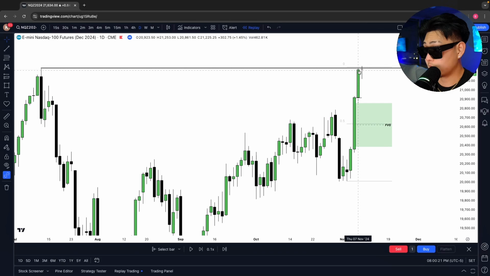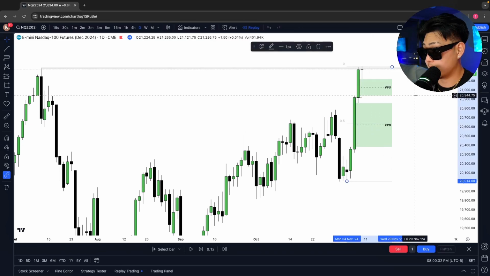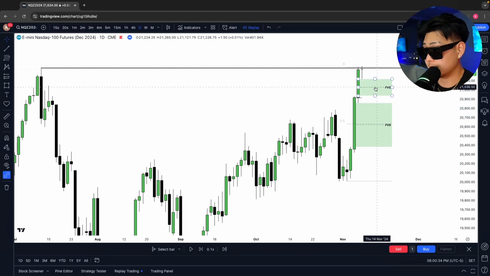Boom. So we create an indecision candle, and we also created another bullish fair value gap under this low here. So my bias at this point is going to be bearish because I think we're going to drop down into this fair value gap. And if we can get past this one, we can also see it drop down into this fair value gap as well. So let's see if that happens here.